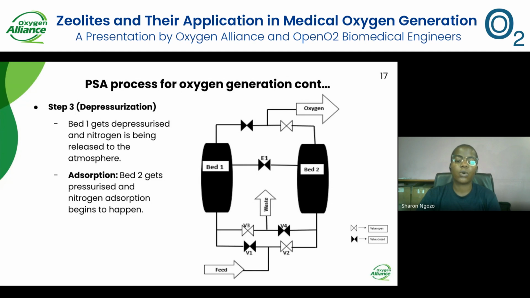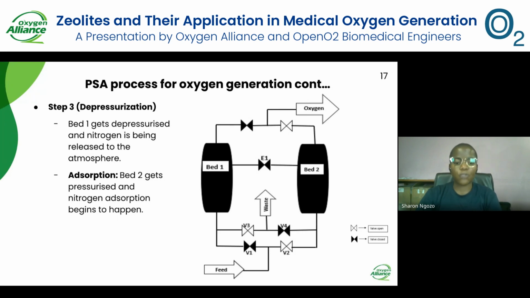That's when all the pressure that was built in bed 1 has now decreased, and this time around the nitrogen is being flushed out of the bed to the atmosphere. And as you can see, we're having A1, which was the equalization valve, this time around closed, which means that now no oxygen is going to bed 1.